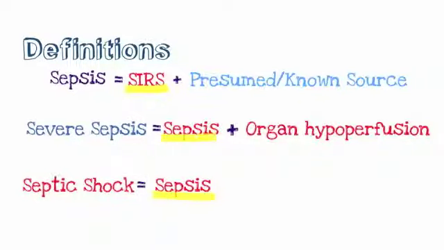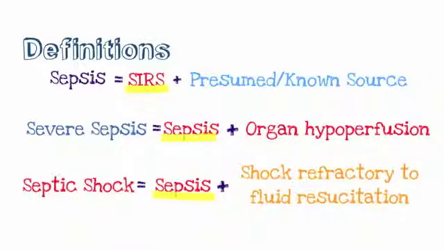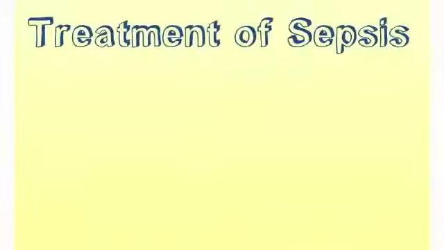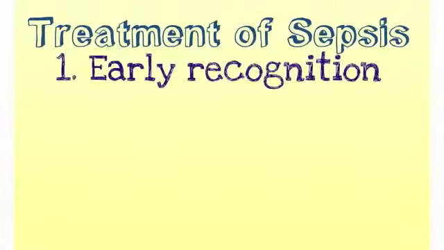Now, septic shock is sepsis, but now the shock is refractory to fluid. So you're giving tons of fluid boluses, their blood pressure is not coming up, and they meet sepsis criteria. That's septic shock. It's important to know these because you will be pimped on these definitions.